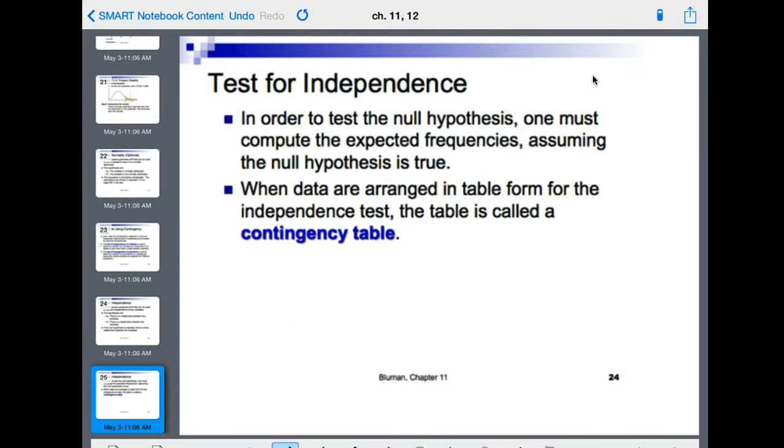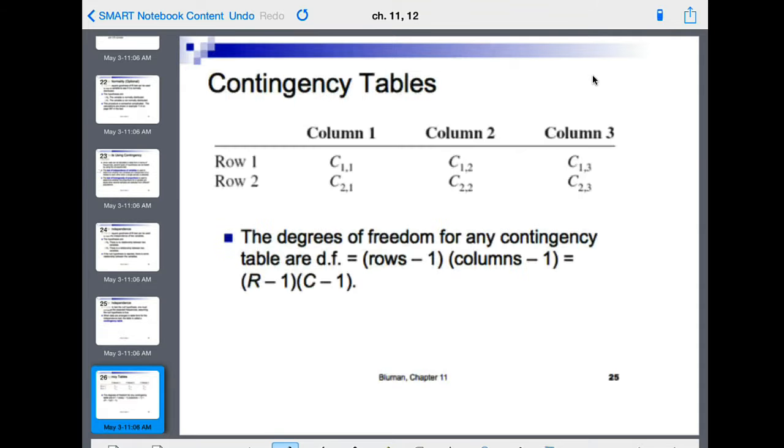Test for independence. In order to test the null hypothesis, one must compute the expected frequencies assuming the null hypothesis is true. When data are arranged in table form, the independence test table is called a contingency table. So we're going to make some contingency tables. It looks like this. You've got row 1, column 1, and so on down the line.